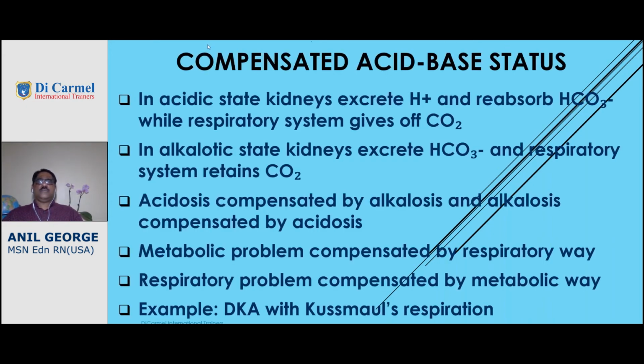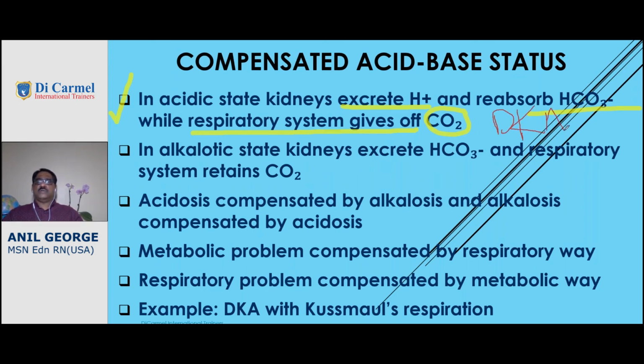So again, these are the two organs involved, the lungs and kidneys. The lungs basically work through balancing the carbon dioxide, whereas the kidneys work through balancing the bicarbonate part. Okay. So what we just heard, let's see it with a little bit more description right here. Okay, so what we can see, the first point: in an acidic state, kidneys excrete hydrogen ion and reabsorb bicarb, while the respiratory system gives off carbon dioxide. Let's recollect the same example we heard before.